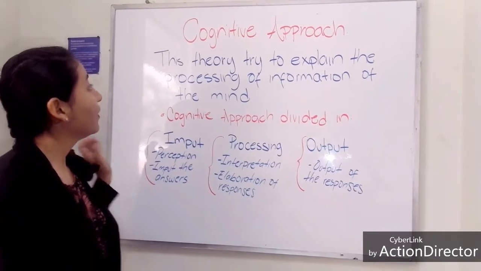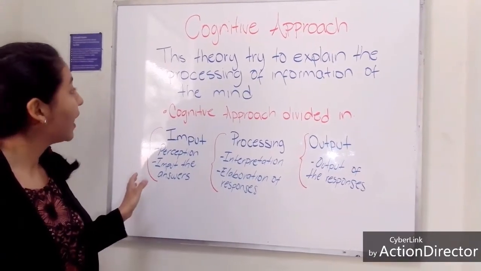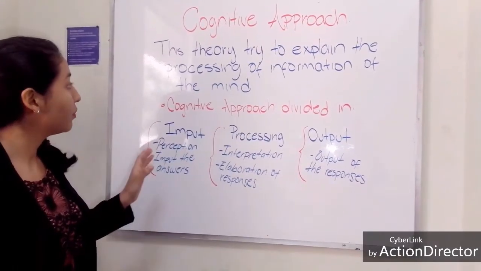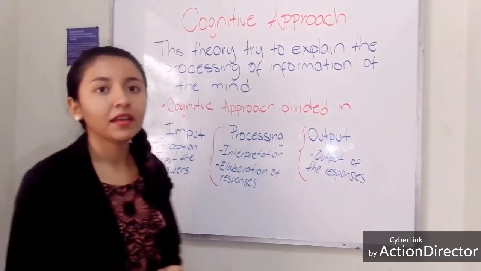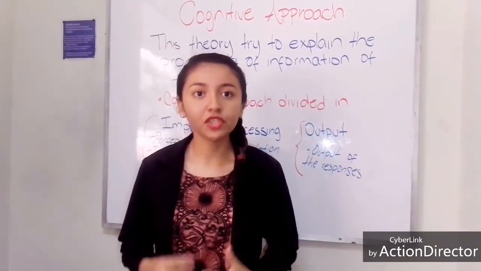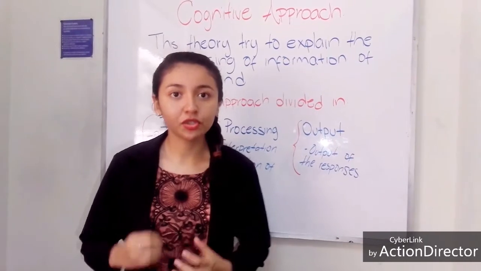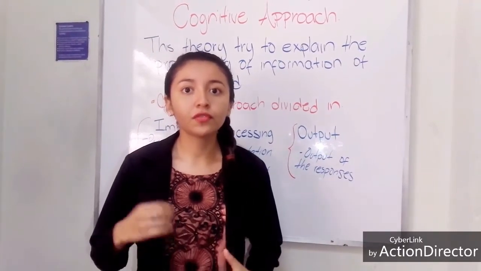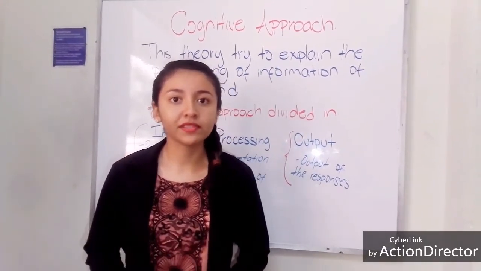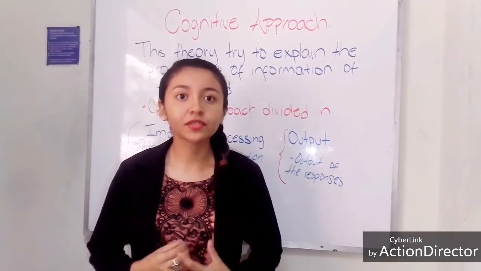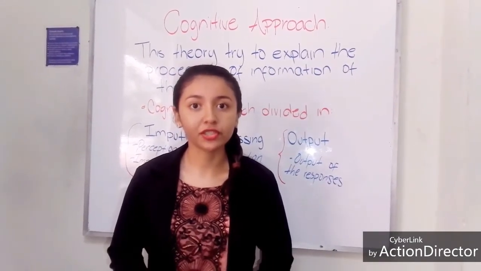Cognitive approach. This theory tries to explain the processing of information in the mind. The mind processes the information from its entry to its output through a series of processes that operate successively and are sequential.